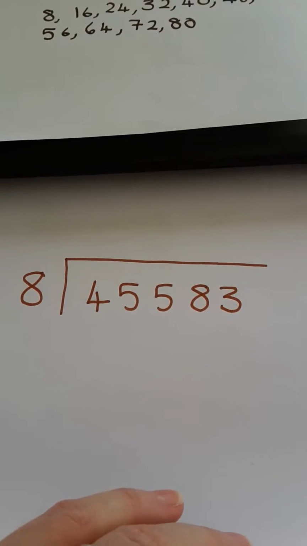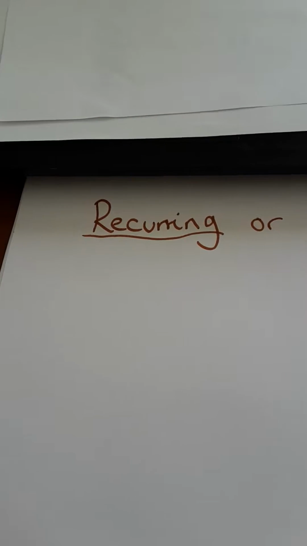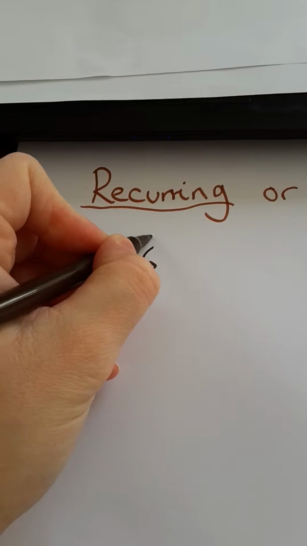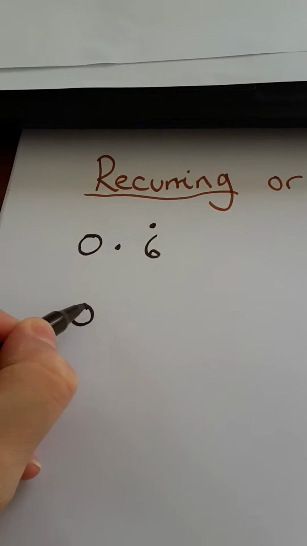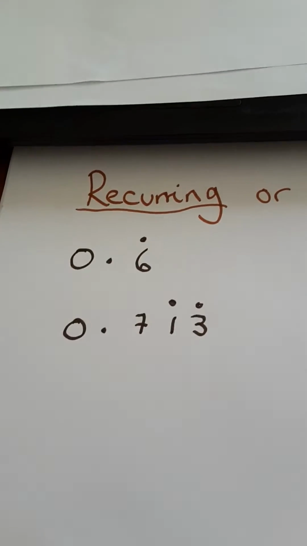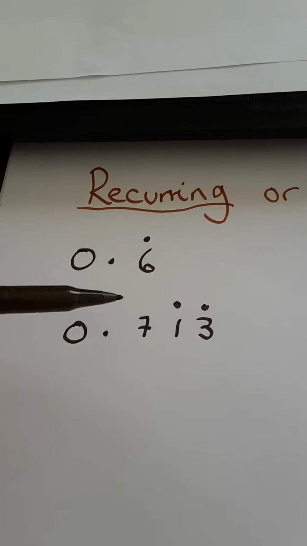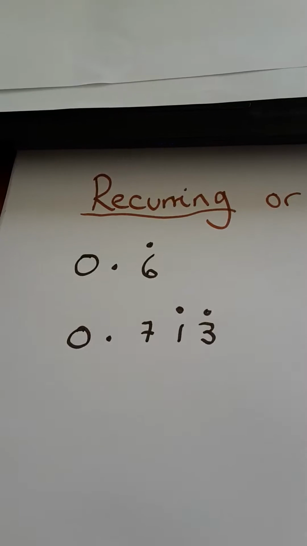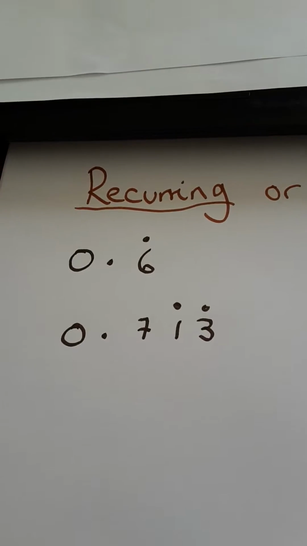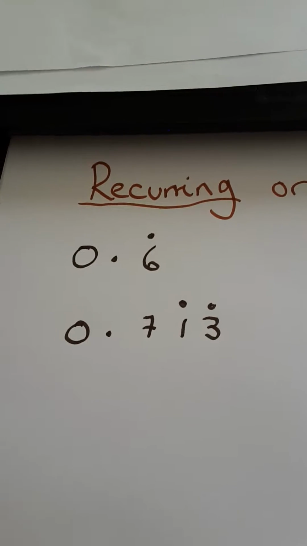Now before I start this, I need to talk to you about the two different kinds of decimals. We have a recurring decimal, which looks a bit like this. Okay, or maybe this. Okay, we use these dots to show where the repeat stops and starts. So recurring essentially is just a shortened version of reoccurring, meaning it happens over and over and over again.